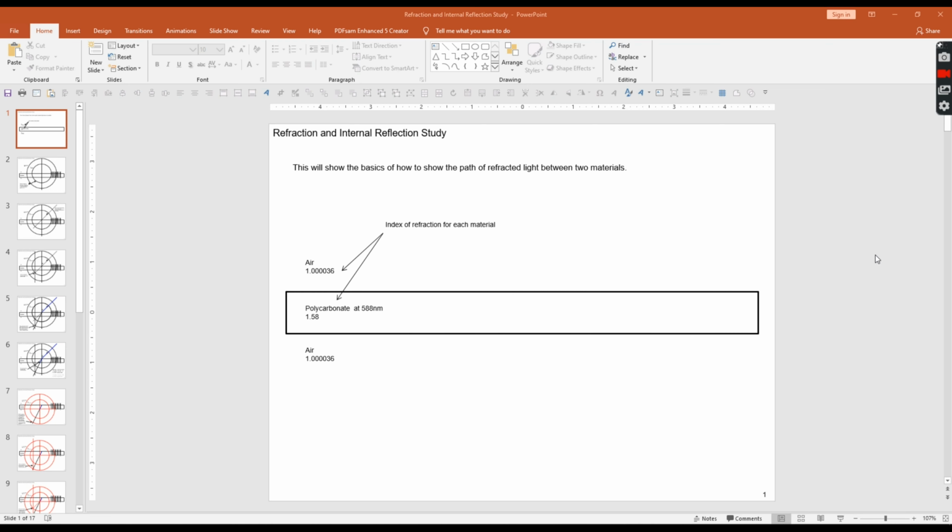Hello again. I'd like to show you a demonstration of refraction and internal reflection using PowerPoint. You can do this using just paper and pencil. In this case, this PowerPoint example is maybe a little bit quicker.